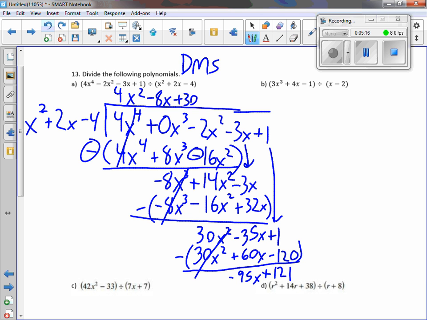Now what's left here is the remainder. When there's nothing left to drop, it leaves us with the remainder. Here's how we express the remainder. We do plus and then fraction. On top of the fraction is that remainder. So negative 95x plus 121. On bottom of the fraction is that guy. That's what will be on bottom. So x squared plus 2x minus 4. And this is ultimately our final answer.